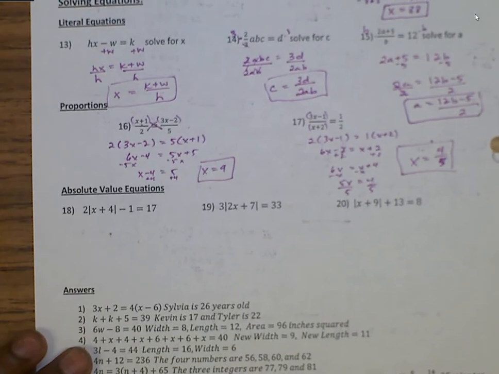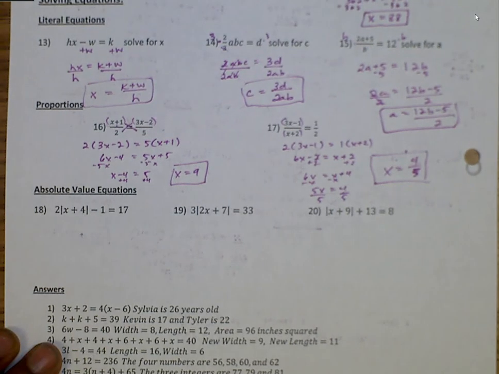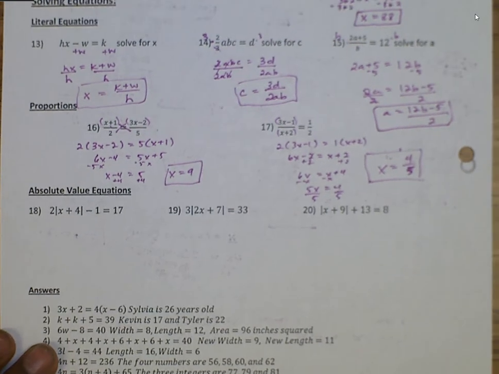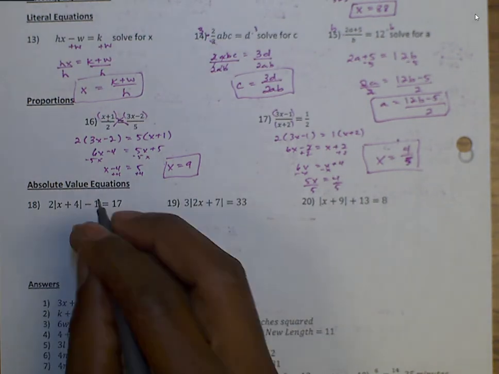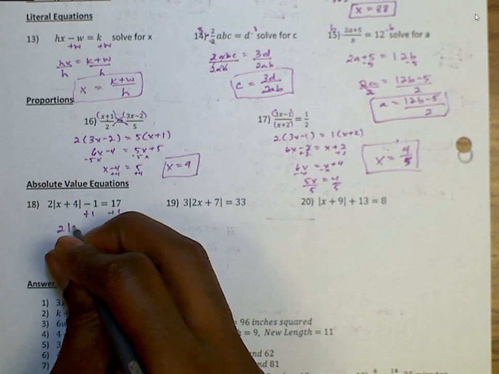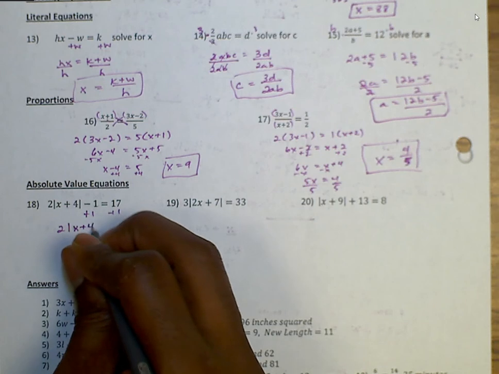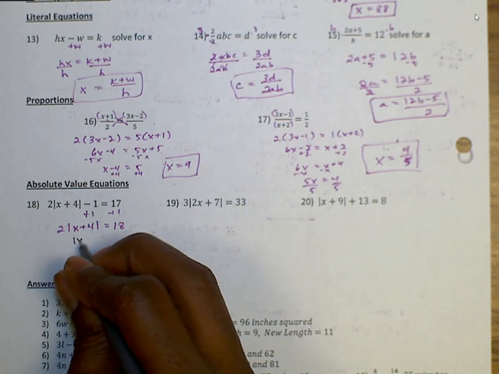Number 18. Back here, absolute value problems, 18, 19, 20. Remember, with absolute value problems, we want to get our absolute value by itself and then split the equation. So we'll solve for the absolute value first. Add 1 to both sides. 2 times the absolute value of x plus 4 equals 18. Divide by 2. Absolute value of x plus 4 equals 9.